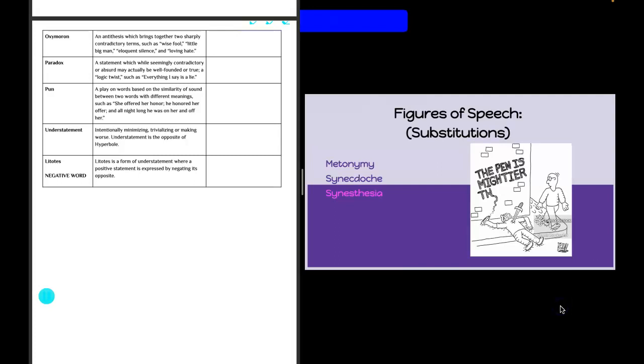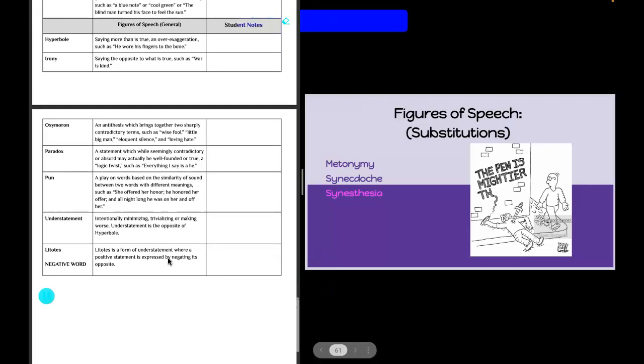Moving on to figures of speech, and these types of figures of speech are substitutions.